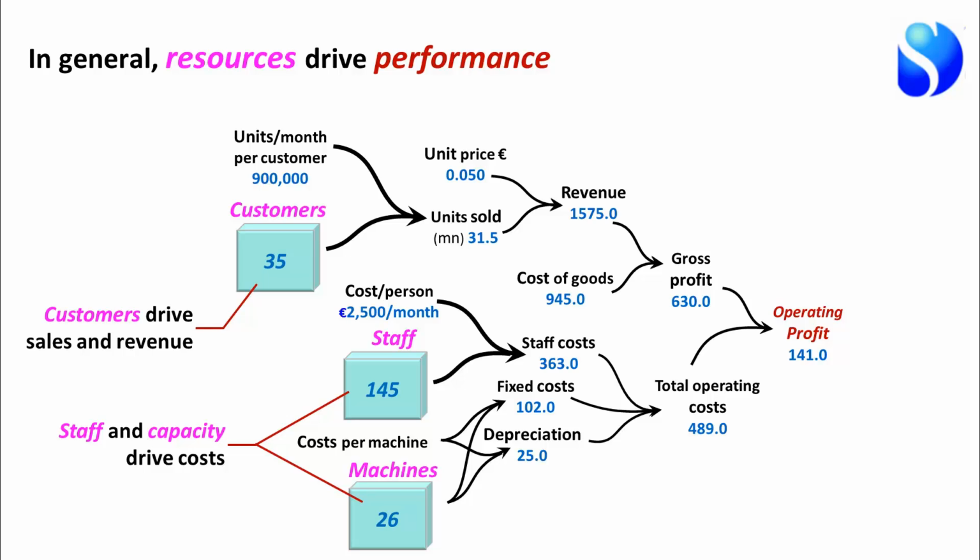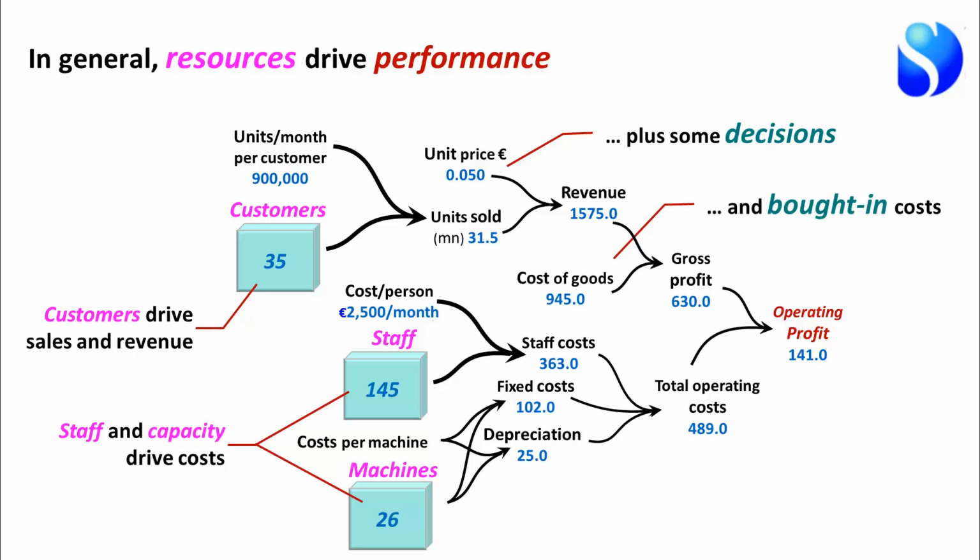That's not quite the end of the story, because you'll see there are one or two other items on this page. Up at the top there, you've got the price we're charging. The price is a decision we take. We'll see later on it has some other pretty important consequences, but the immediate consequence is that revenue comes from units sold multiplied by unit price, and that's a decision that we've taken. The other item here is the cost of goods, the cost of those bits of plastic that we buy from big plastics manufacturers to melt down and turn into these containers. Those are bought-in costs. They're not driven by one of these resources.